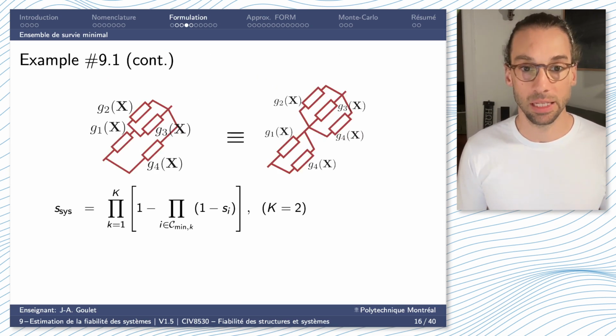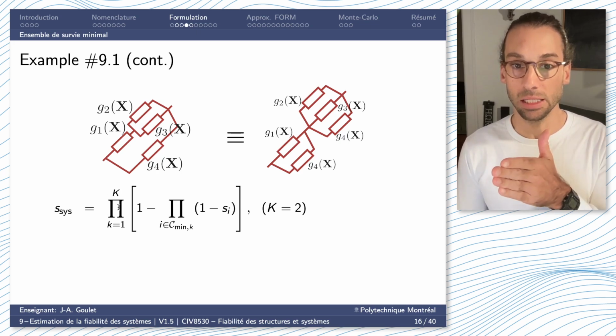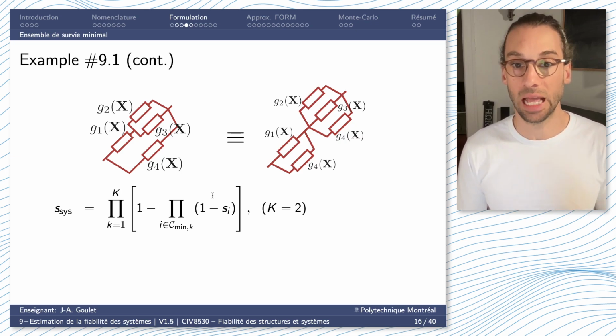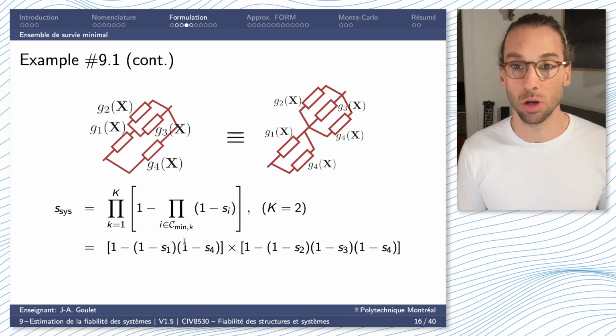So again, the same example: the state variable for my system is the product over the different possible cut sets of the failure of everything within each of my cut sets. In that case, I have two different cut sets. We said it was 1, 4 and 2, 3, 4. So if we express this, it's going to be 1 minus the product of 1 minus S1, 1 minus S4. And this is my first cut set.